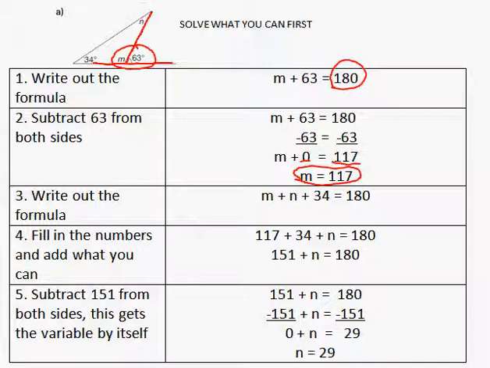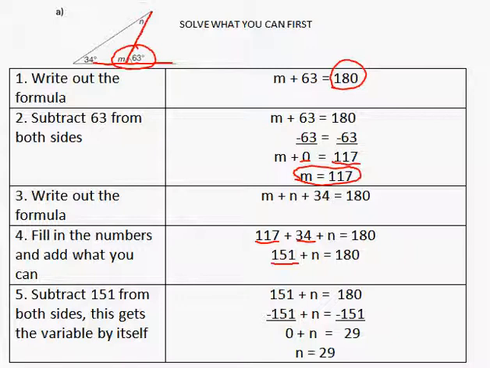And then part 4, I fill in all my numbers that I know. I know that m is 117. I have one angle that's 34, and I don't know what n is, but when you add them all together, you get 180. So I add together 117 and 34, and I'll get 151 plus n is equal to 180.